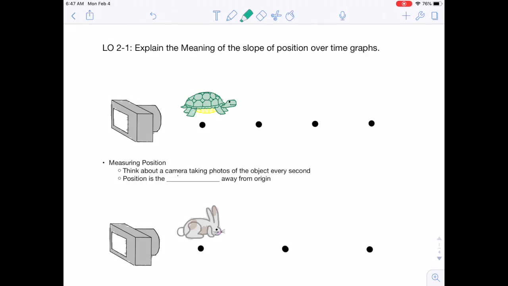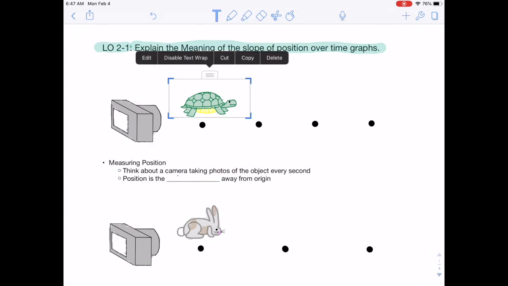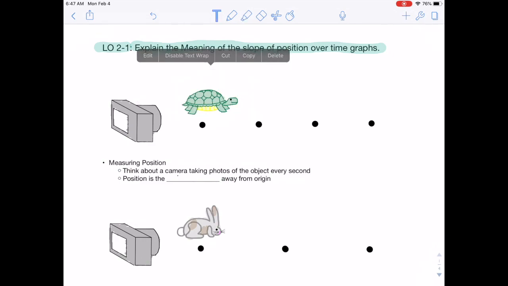Alright class, let's look at Learning Objective 2-1. Explain the meaning of the slope of position over time graphs. So we got this camera, we got this tortoise here. Let's have this tortoise move and let's look at the tortoise's motion. We want to measure position.